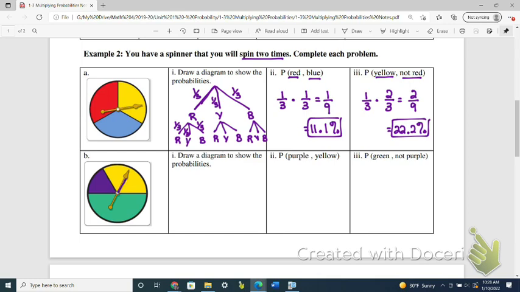But what I could do is look at it as these are being divided into 6 pieces. So the purple has a 1/6 chance, the yellow has a 2 out of 6 chance, and the green has a 3 out of 6 chance. So if they're not equally spaced, you need to figure out what the equal spacing would be.